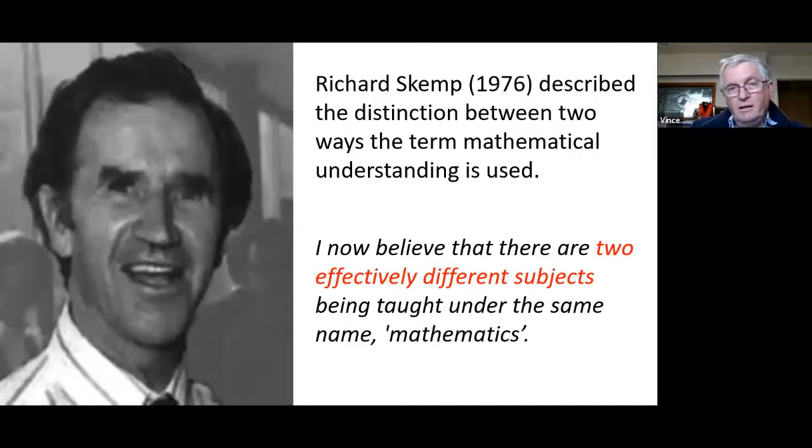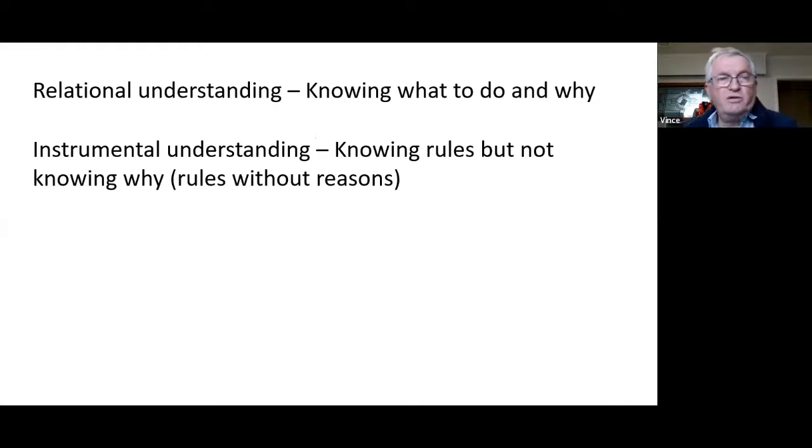And in the paper in 1976, and it's easily accessible online, he talked about 2 different ways in which the word understanding is actually used. And he even went so far as to say that he felt that there were 2 different subjects being taught. And he made the distinction between what he called relational understanding, that's knowing what to do and why you might be doing it. So if you like, it's transfer of understanding and procedures. And he contrasted that with instrumental understanding. That's knowing rules, but really not knowing why the rules work, and certainly not having a sense of when you apply them.